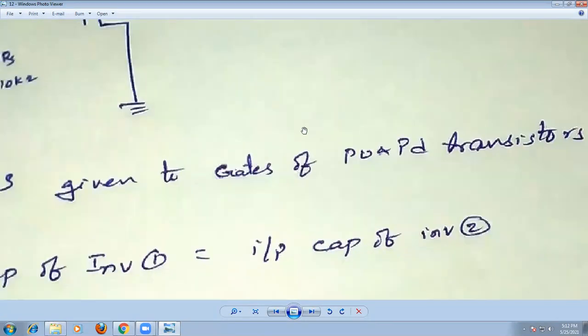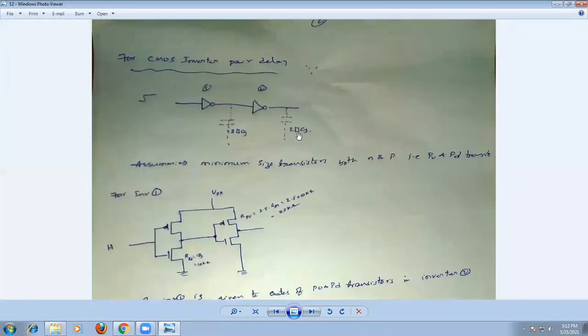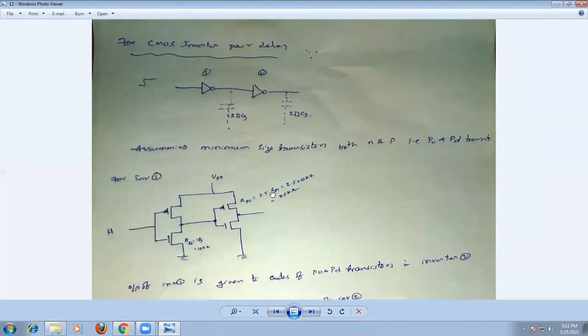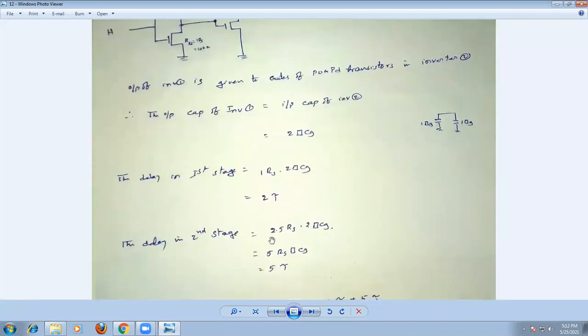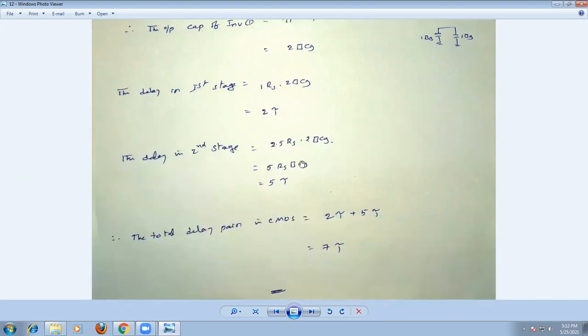What is the next stage here? Capacitance here is 2 square Cg, into what is the value? 2.5 times the value of Rs for the pull-up transistor, into 2 square Cg. So 2.5 into 2 is 5, Rs into 1 square Cg is equal to tau. So we are having 5 times tau. So the delay associated in the second stage is equal to 5 times tau in the CMOS technology.